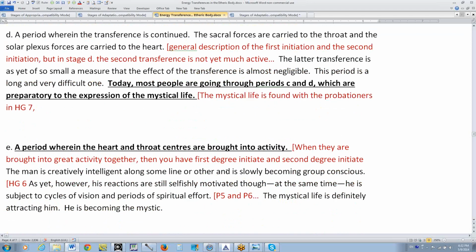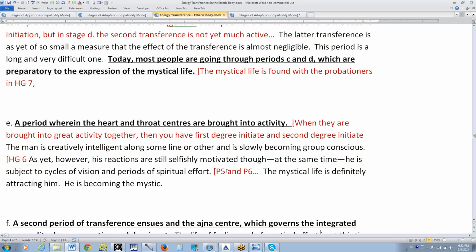At a period wherein the throat and heart centers are brought into activity. Let's see. The man is creatively intelligent. So this is interesting. He is creatively intelligent. So he's in petal 5 and 6, and he is in human group number 6. The mystical life is attracting him, and he is creatively intelligent.